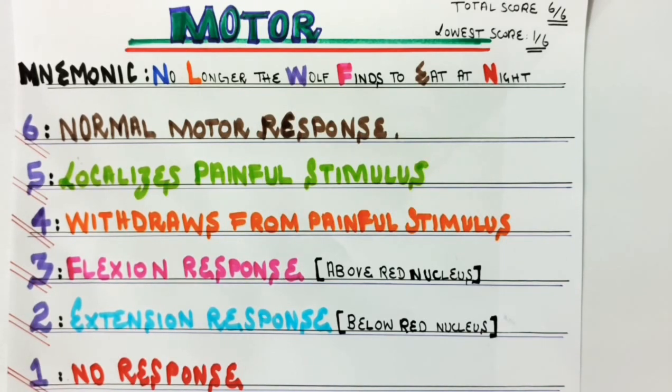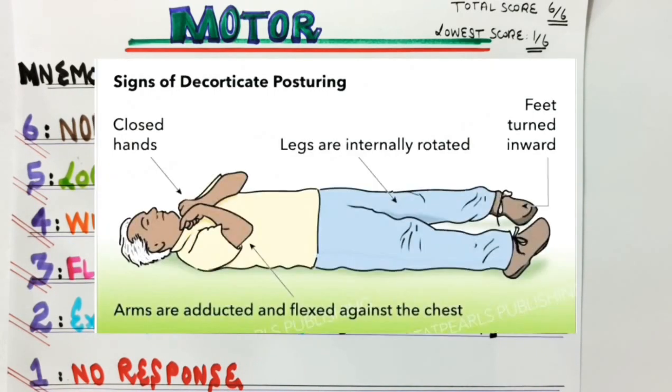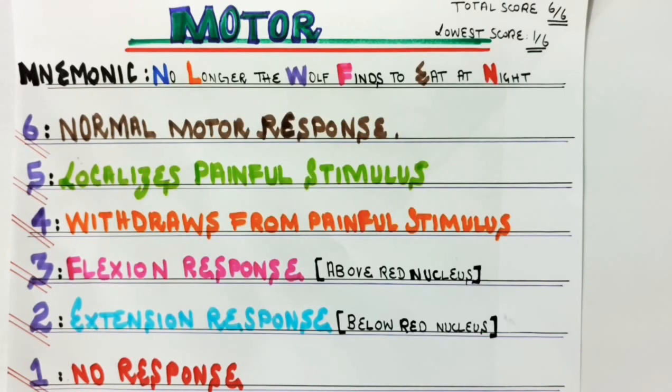What does a flexion response look like? You can see here right in front of the screen. So that is what a flexion response looks like. And what does a flexion response indicate? A flexion response simply indicates a deep-seated brain lesion which is above the red nucleus.